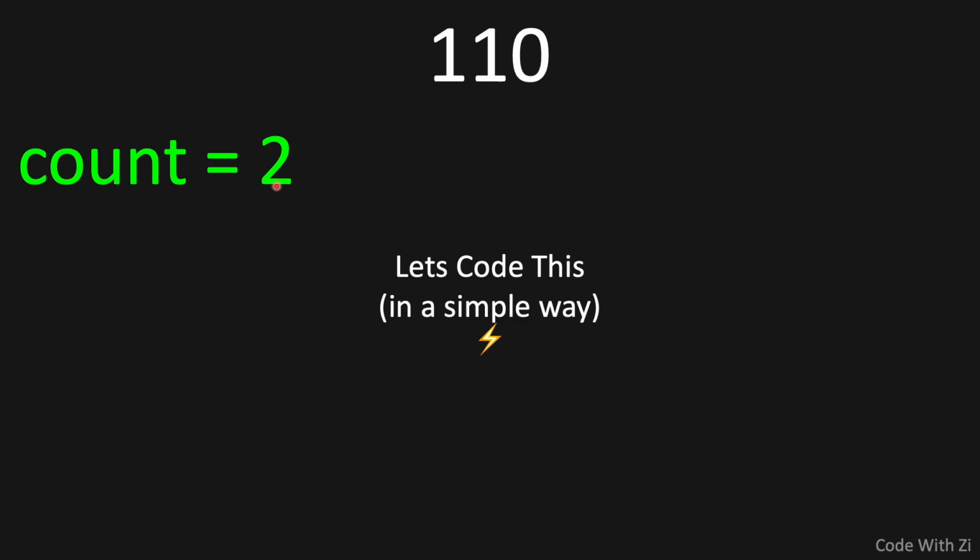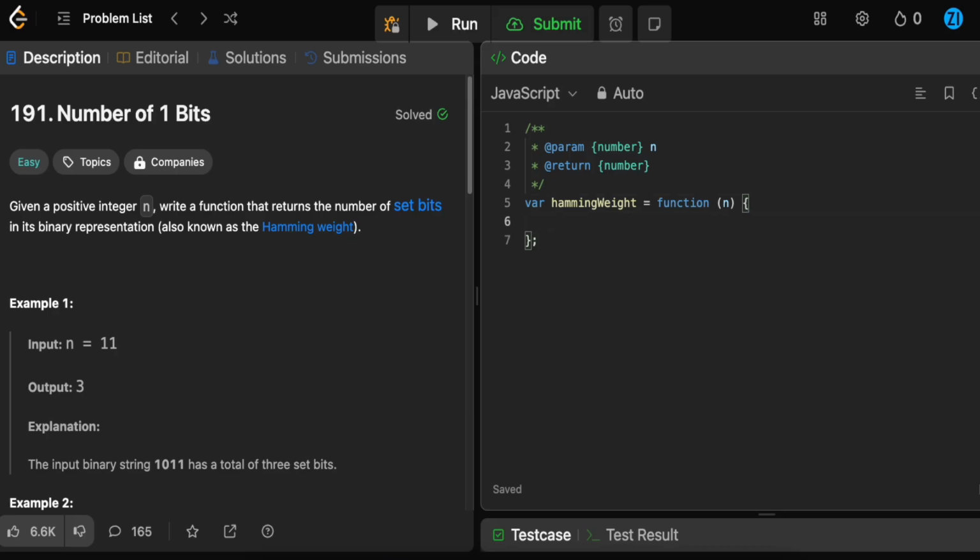Now, let's code this in the simplest way possible. Alrighty, let's code this together. Just like we saw in the slides, we have to get the binary form of the number. So we're going to have a variable called binaryForm, and this is going to be n toString with the base of 2. This is how we actually convert numbers into their binary form in JavaScript.